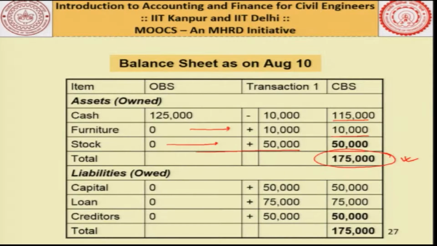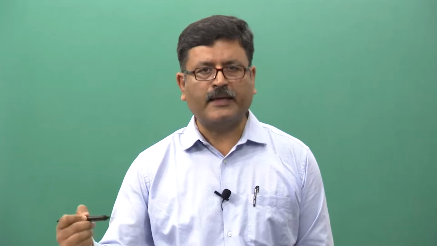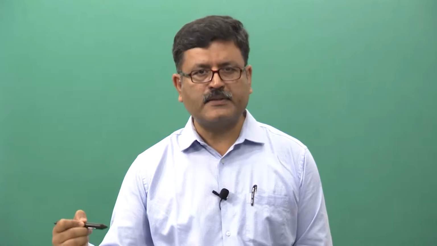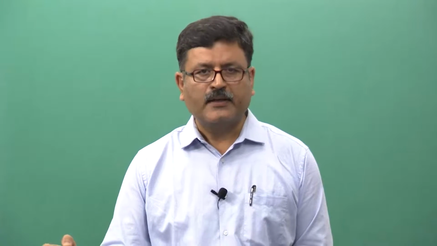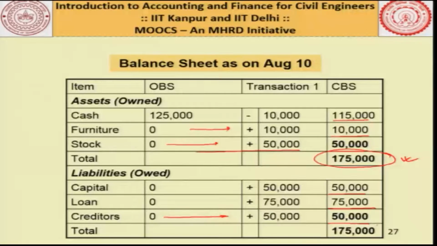Now, when I look at the liabilities, you can see capital there is no change, loan there is no change. Now, I have added another row called creditors. Creditors are the entities who have provided you services, but you have not paid them right now. You will be paying them, and Mr. and Mrs. David Company has promised them to pay in 2 weeks' time. So, till the time you pay them, this is an added liability. So, you can see 50 plus 75 plus 50 adds up to 175,000. So, both are matching as on August 10.